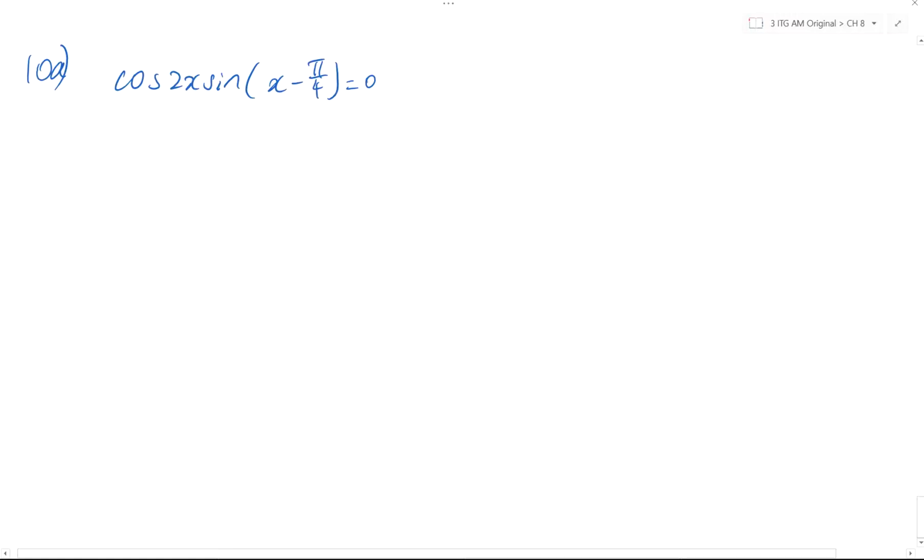I've got something multiplied by something. I hope you all can see, there are brackets over here. Something times something equals 0. What does that imply about each of the somethings? Cosine 2x equals 0 or sine (x minus pi over 4) equals 0. Right. Okay, so cosine 2x equals 0.